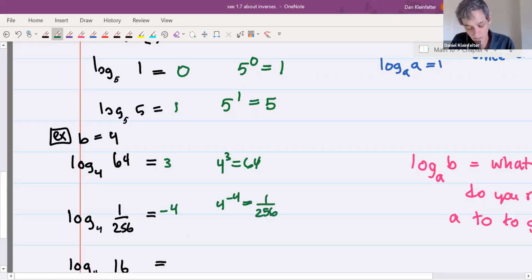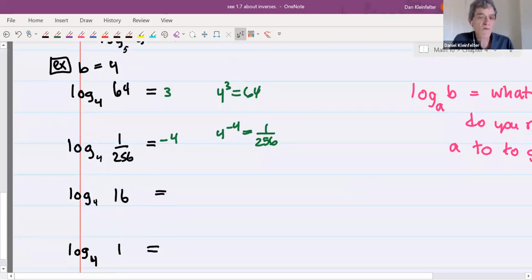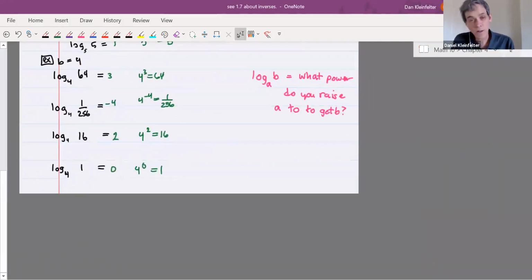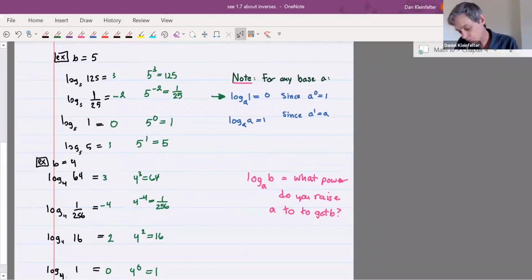That 256. Okay, log base 4 of 16 will be 2 because 4 squared is 16. The base 4 logarithm of 1 will be 0 because 4 to the 0 is equal to 1. Okay, in short, the base A logarithm of B is answering the question for you: what power do you raise A to get B? Okay, so we'll have some more examples next.